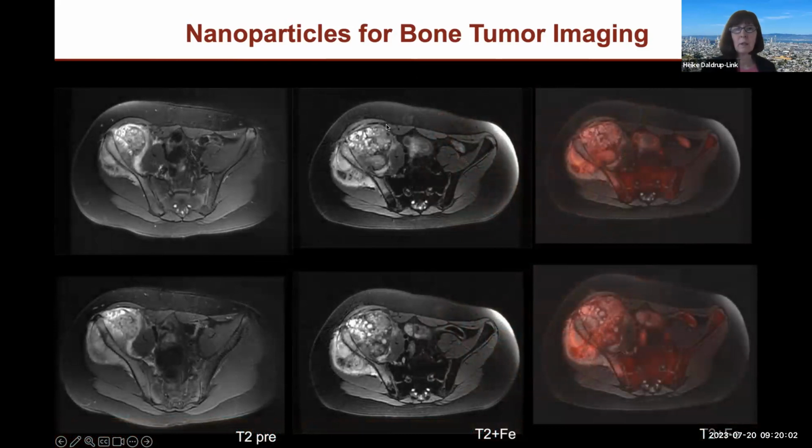Here is another patient with an osteosarcoma of the right iliac wing. You see the pre-contrast T2 weighted scan here. It's difficult to tell how far this tumor actually extends in the right iliac wing. Here you see the post-nanoparticle enhanced scan, and you can appreciate that we can see the border of the tumor much better on this scan.